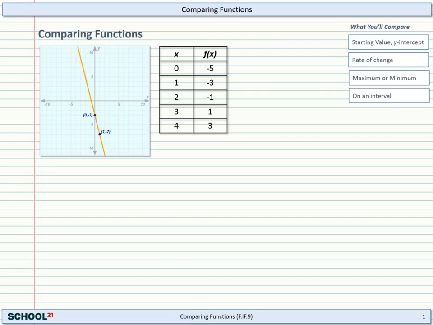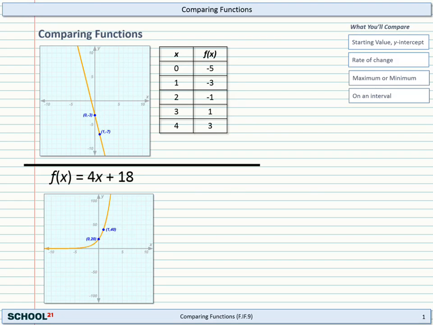Now let's look at another example. Now let's take a look at these two functions. One is in equation form, and the other one is a graph. Now we should recognize this form here as mx plus b form, so it's a linear function. And we can see that this function here in the graph is not a straight line, so it's not a linear function. But we can still compare them.